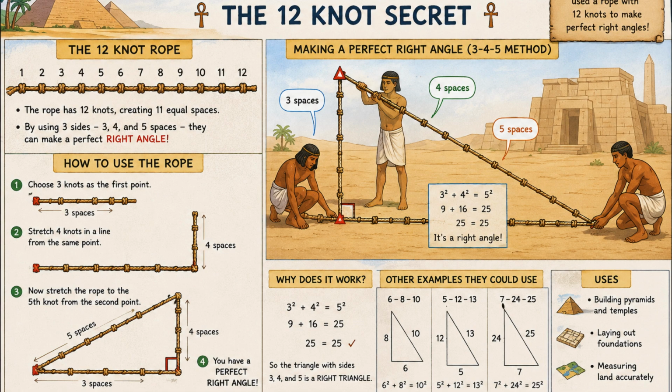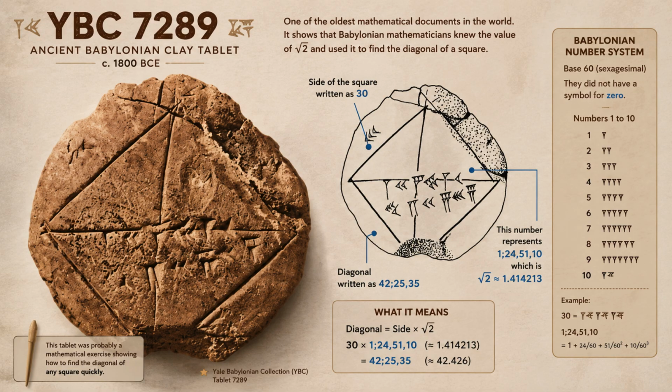Today we write this as a squared plus b squared equals c squared. But the Babylonians saw it long before the formula existed. One of the strongest pieces of evidence is a clay tablet called YBC 7289, a 4000-year-old mathematics note.